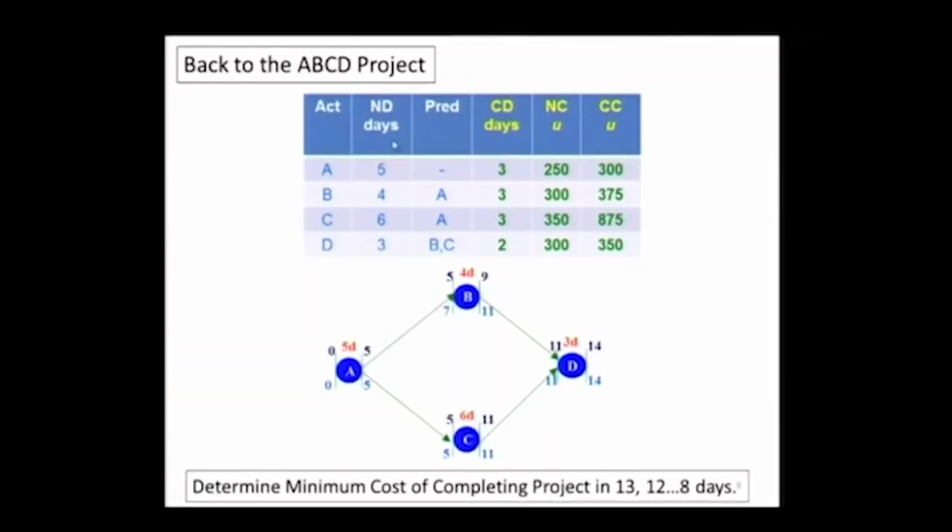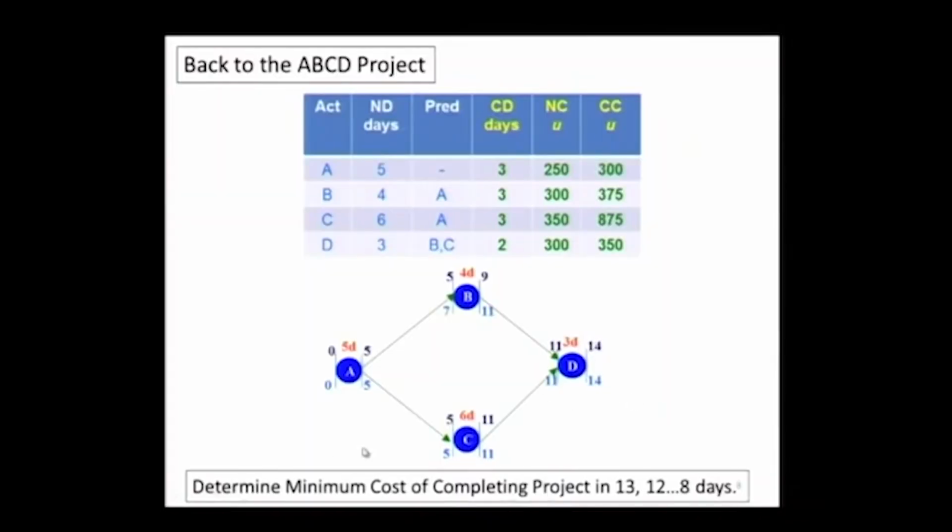Now let us come back to this project. Earlier we were dealing with the first three columns: activity, duration, and predecessor. We are calling this the normal duration. Now I am giving you crash duration, and I am giving you normal cost and crash cost. These are the inputs we need to calculate the cost of crashing.